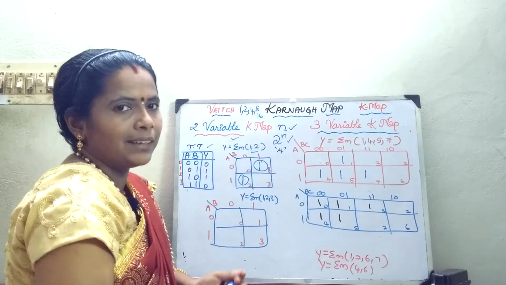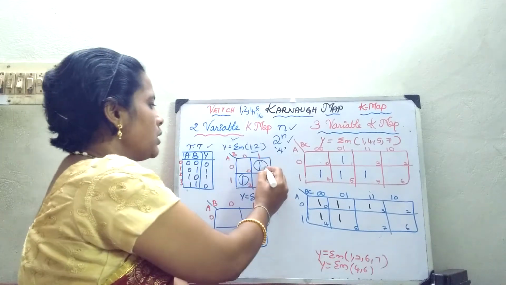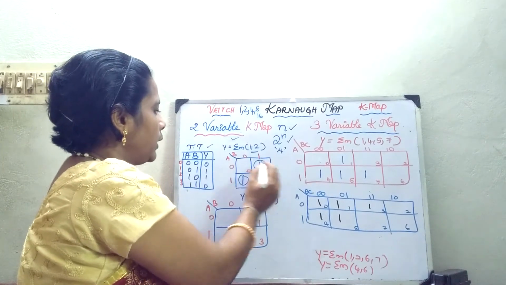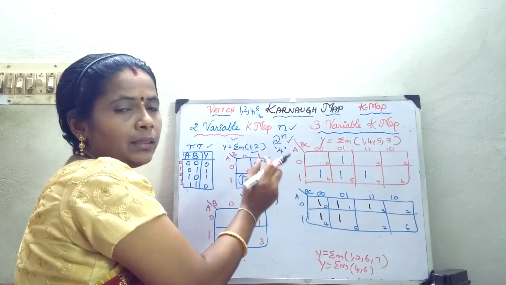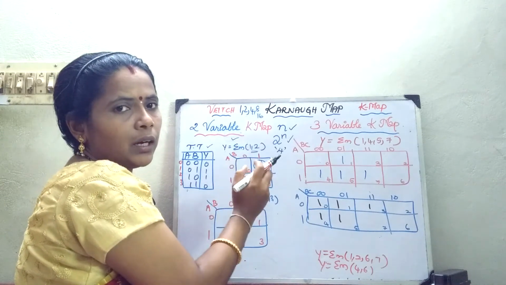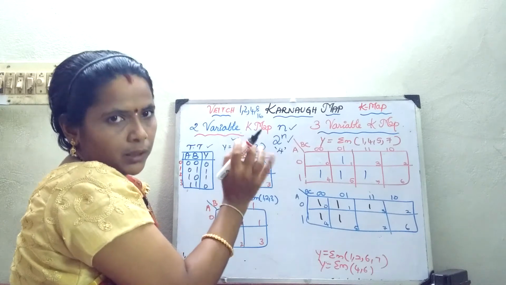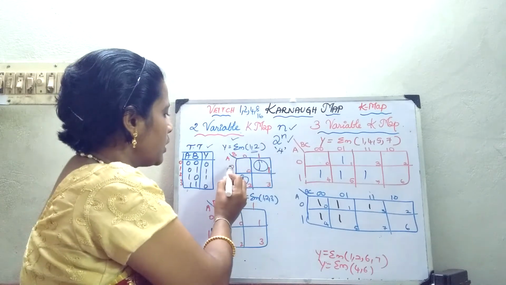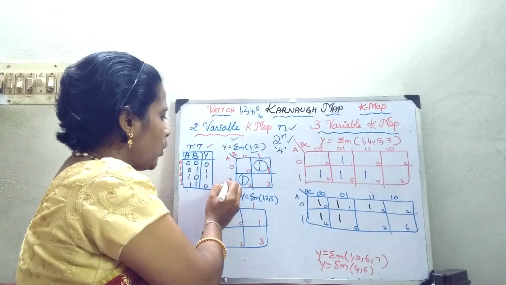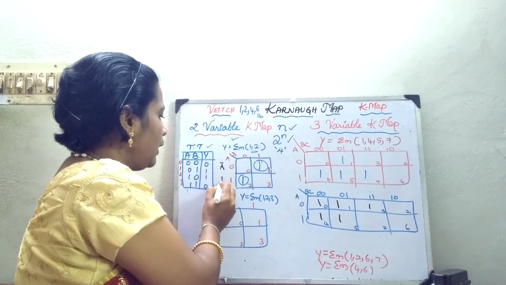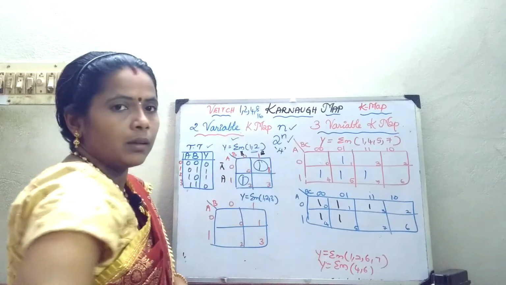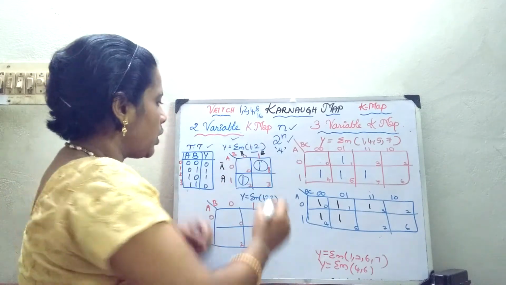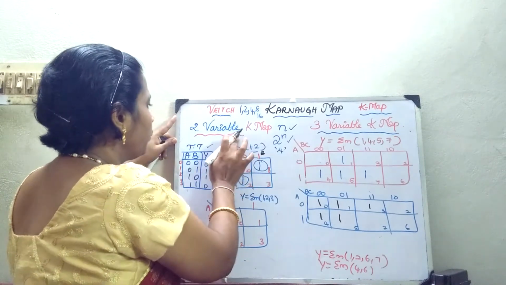Now, how to write the output expression? For this one, just check the expression. It is lying in this row and column. Every term in this K-map is going to be represented as a product term. Now, what is the variable? 0, 1 means this is nothing but A bar, A. This is B bar, B. That is the identification.